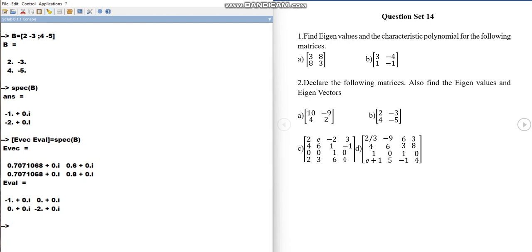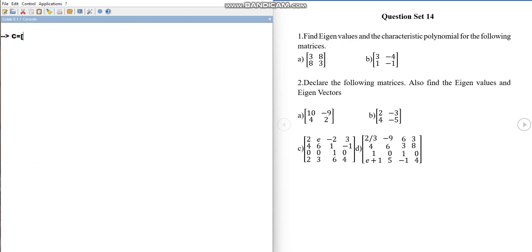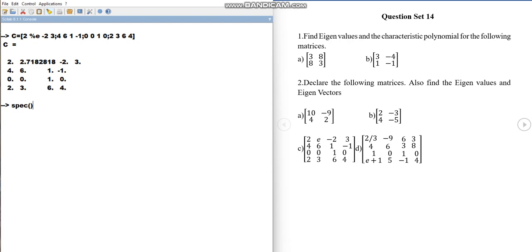Let us do the C question. C is a matrix of order 4 by 4. So we are going to have 4 eigenvalues. Then we have 4, 6, 1, -1. Then we have 0, 0, 1, 0. Then 2, 3, 6, 4. So this is my matrix C. So first of all, let us have an idea about spec(C). Okay, these are the 4 eigenvalues.